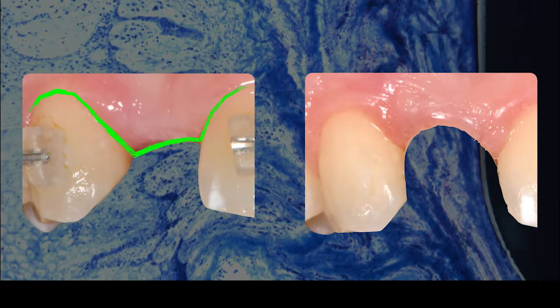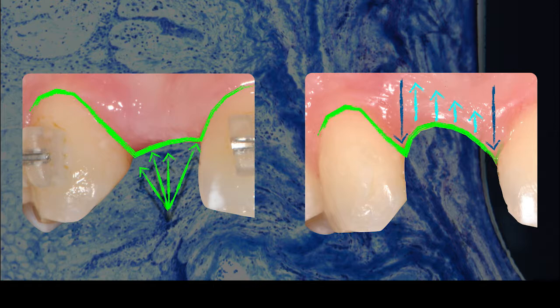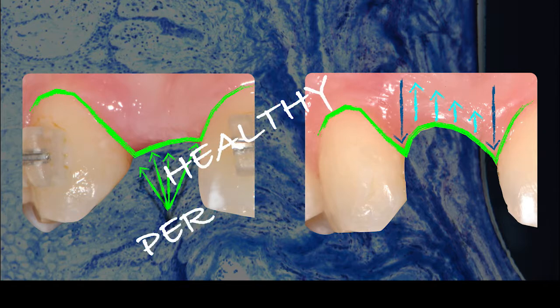But again, here it can be done because I have intact periodontium, so I apply pressure just with a provisional. The bone that I was able to augment with guided bone regeneration is supporting also the soft tissue. But that's a healthy periodontium.